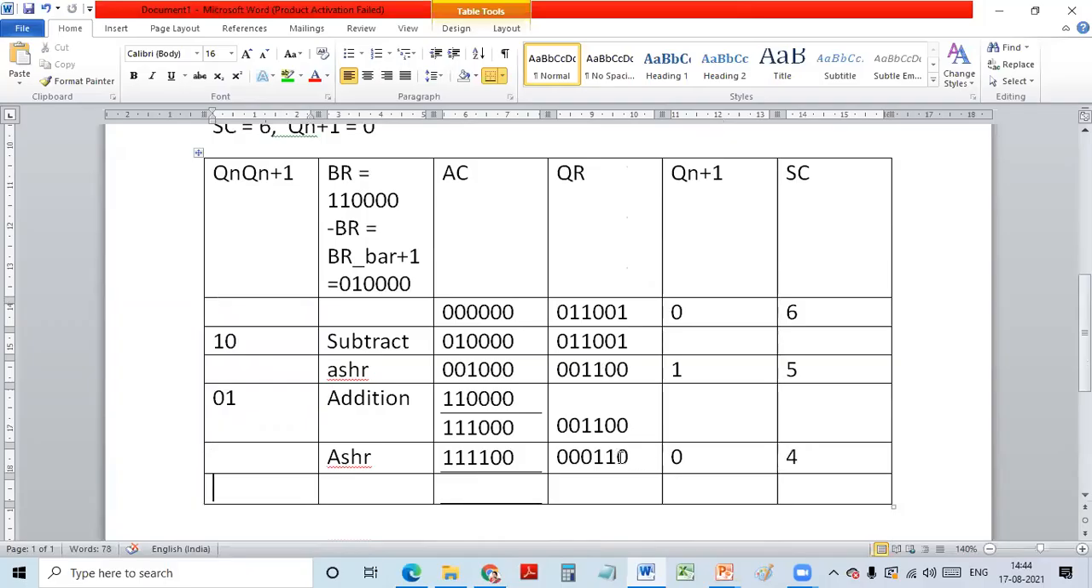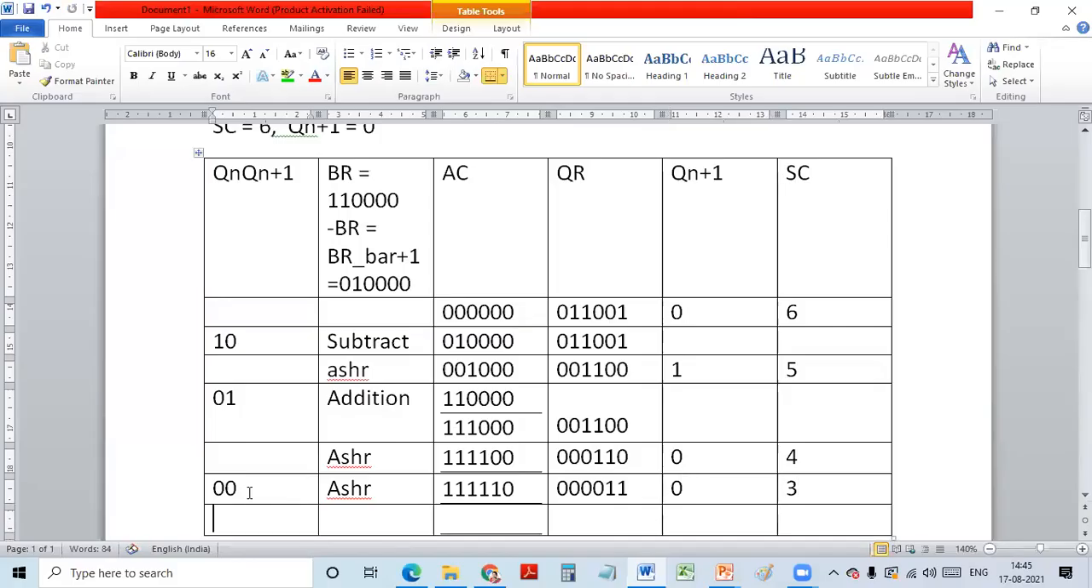Qn is 0 and Qn plus 1 is also 0. So what operation do you have to do? Only arithmetic shift right. No operation of addition or subtraction should be performed. So this is 1, 1, 1, 1, 1, 0, 0, 0, 0, 0, 1, 1, 0. After the shift, decrease the sequence counter by 1. Since it is 3, it is not 0, so proceed further.